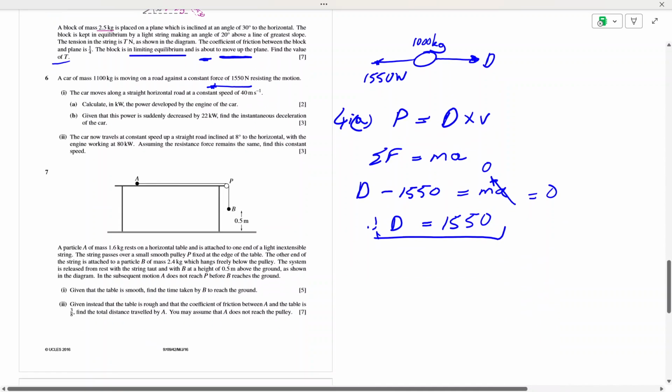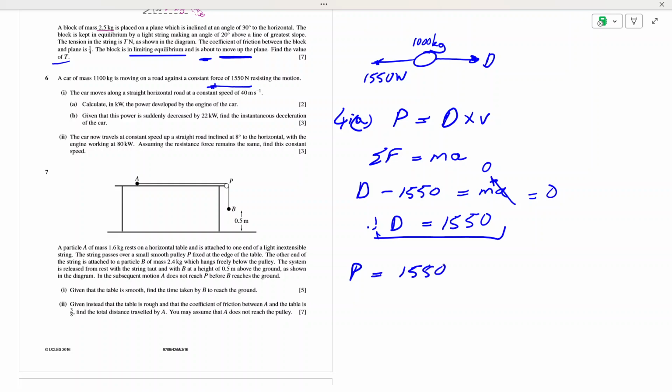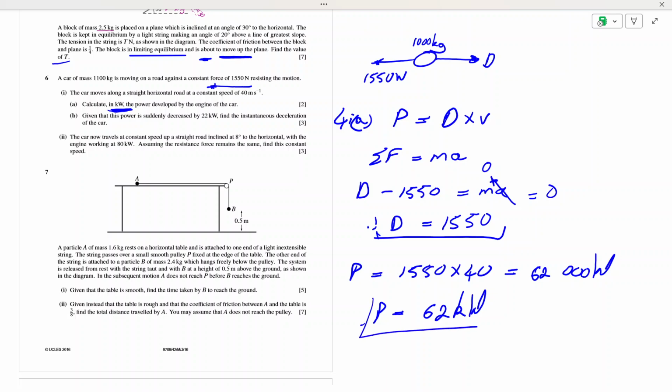Now we have D, and we also have the velocity, which is given as 40. So our power is going to be equal to 1550 multiplied by the velocity, 40. You plug that in the calculator, you're going to get 62,000 watts. But the question says, calculate the power in kilowatts. So the final answer is power is equal to 62 kilowatts. We just divide this by 1,000, and these 3 zeros cancel out. That's it for the first part.